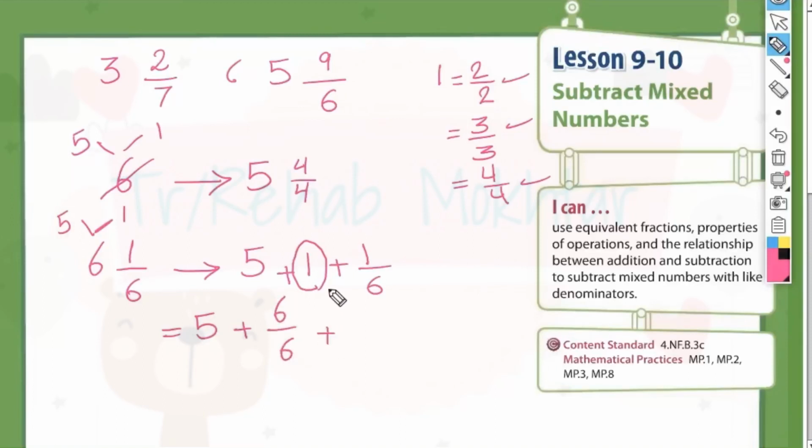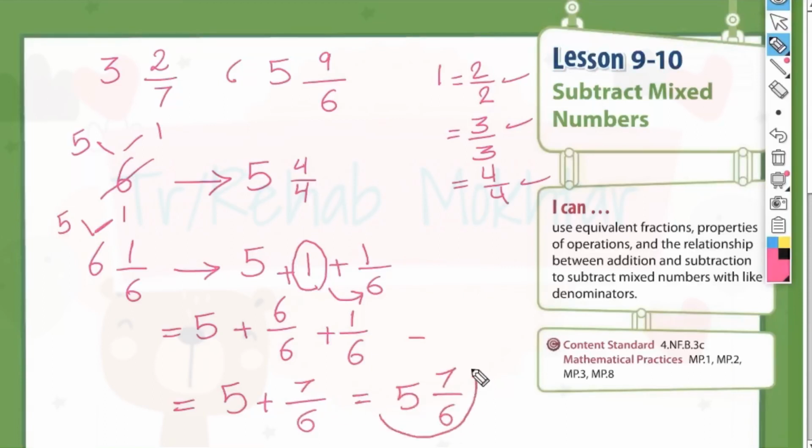Why? Look here, it depends on the denominator in the fraction part. I will put here 1 out of 6, equals what, teacher? I will keep 5 as it is and add 6 out of 6 to 1 out of 6. It will be 7 out of 6. So 5 plus 7 out of 6, 5 and 7 out of 6. Teacher, you mean that 5 and 7 out of 6 equals 6 and 1 out of 6?